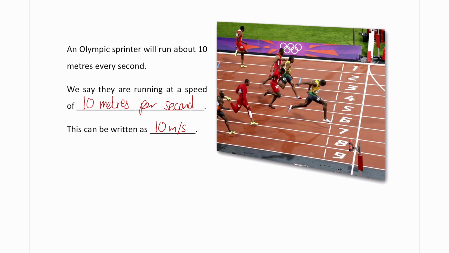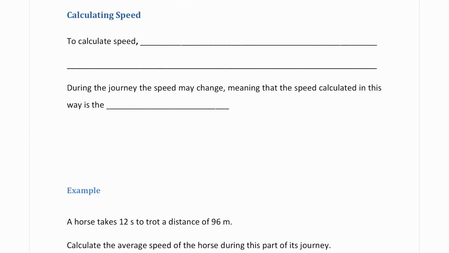The vast majority of the time in physics we will use metres per second as our unit of speed. Other units of speed can be miles per hour or kilometres per hour. They're a bit more commonly used, but metres per second is the one that we're going to be using most of the time in physics. So very simply, how do we calculate speed? We need to know the distance travelled, and we need to know the time taken to travel that distance, and we simply divide them.